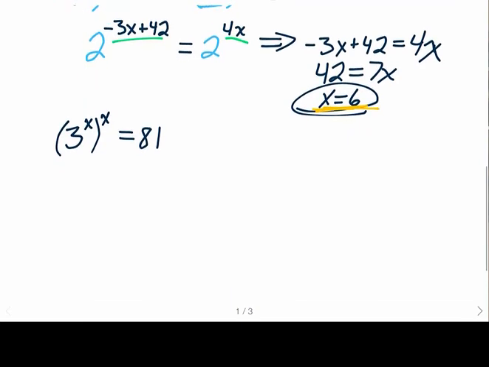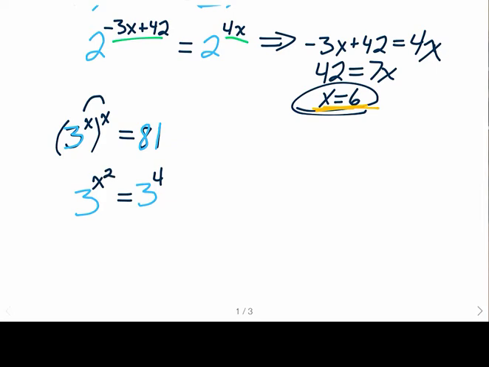Next, we're looking at 3 to the x to the x is equal to 81. I see on the left-hand side the base is 3. On the right-hand side, I see that 81 can be written as 3 to a power. In fact, 81 is 3 to the 4th power. Back to the left-hand side, 3 to the x to the x, whenever we see a power to a power, we multiply those exponents. And remember that x times x is not 2x, but is x squared.